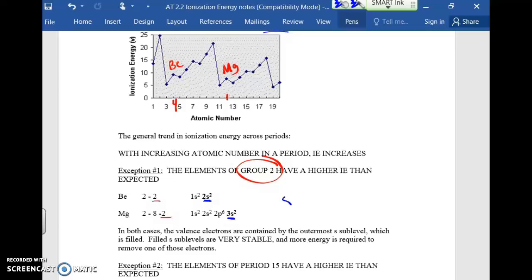Now, if you remember about s sublevels, an s sublevel can only hold 2 electrons. It is then full. We can think of it this way, that the electrons paired in their opposite spins like this are very stable. And whenever you're very stable, more energy is required than normal to disrupt you. More energy is required than normal to remove one of those electrons. So because of the stability that the atom gets, thanks to having a full outermost s sublevel, these have higher ionization energies than we would expect.